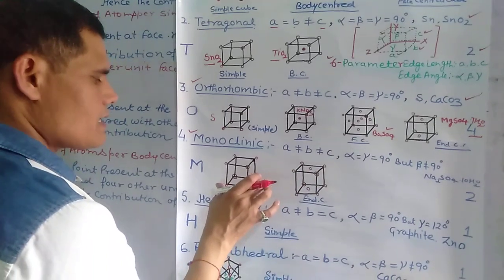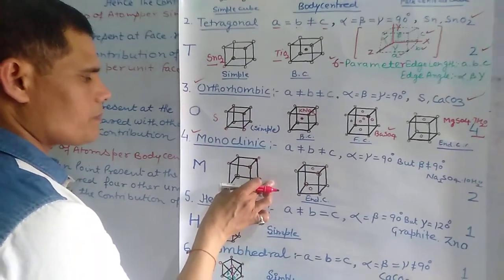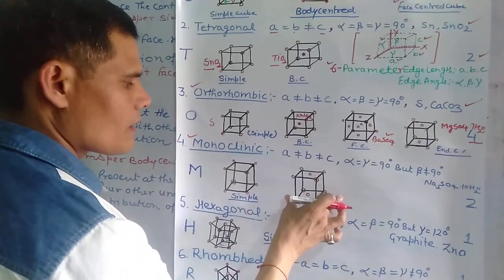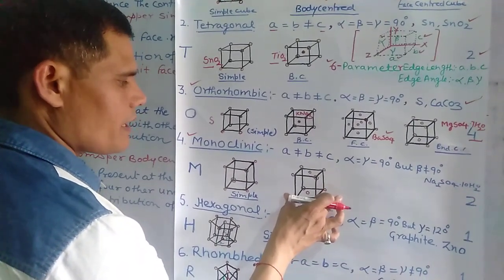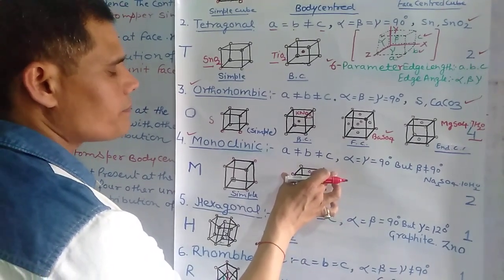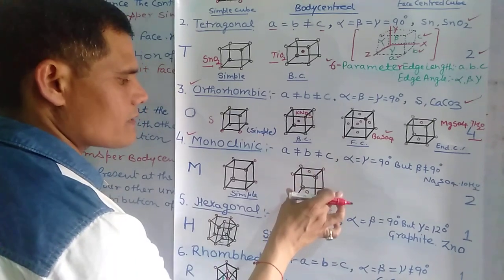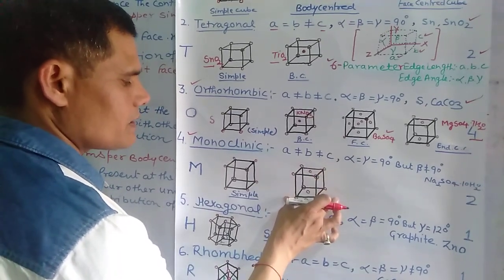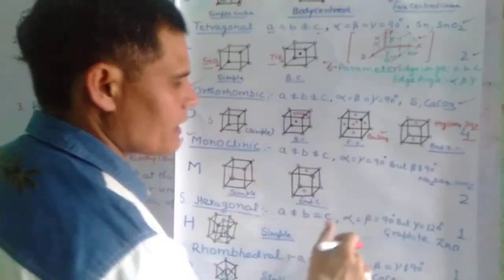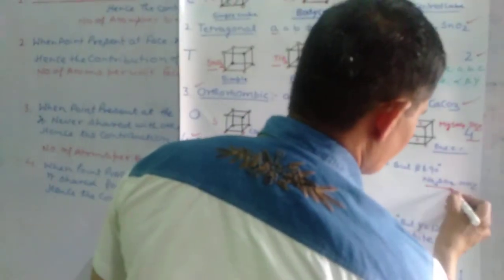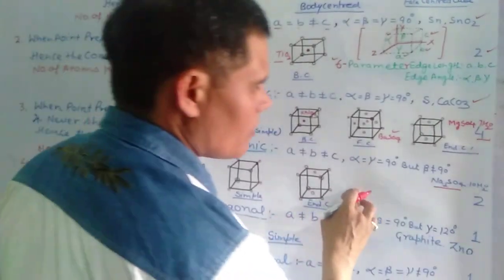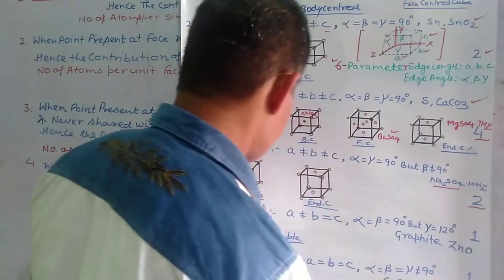We know that simple structure means when particles are present only at the corner, and end centered is the structure in which particles are present at the corner as well as the two opposite faces, called end centered monoclinic. The example is sodium sulfate, also known as Glauber salt. These are also two types.